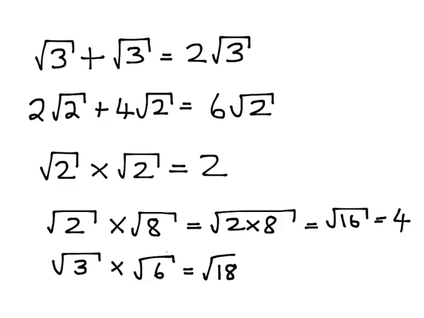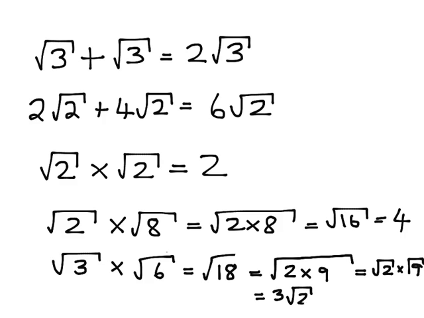Okay. Now, we can simplify that because what you look for are numbers that you can square root. So 18 is 2 times 9, which will give us square root of 2 times square root of 9, which will give us, we're running out of space here, 3 square root of 2.